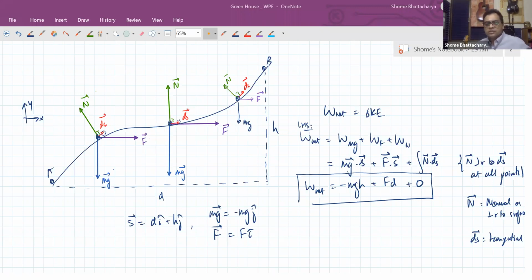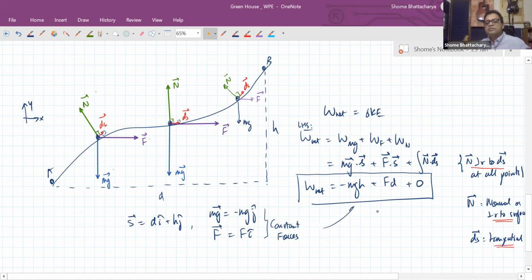So the main thing you understood now is why this is always perpendicular: normal reaction acts normal to the surface and ds is tangential, so the angle between them will always be 90 degrees at every point. Whereas mg and F are constant forces, so their work done will be calculated by the dot product method. So this is the left hand side of the equation, net work done.